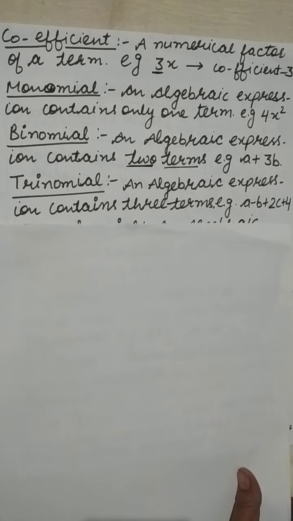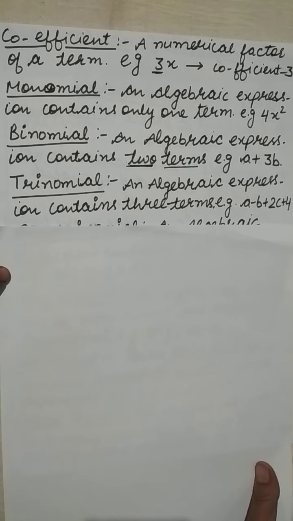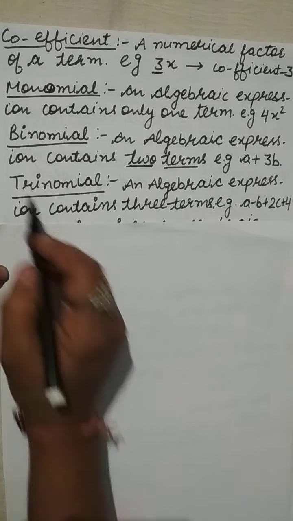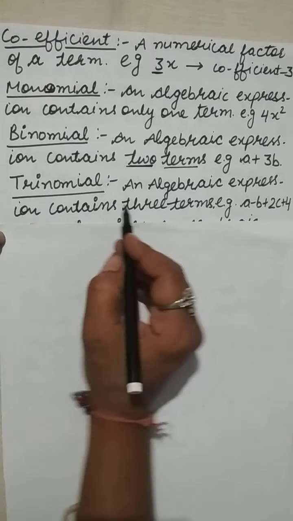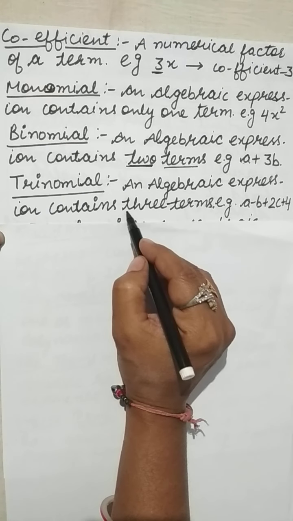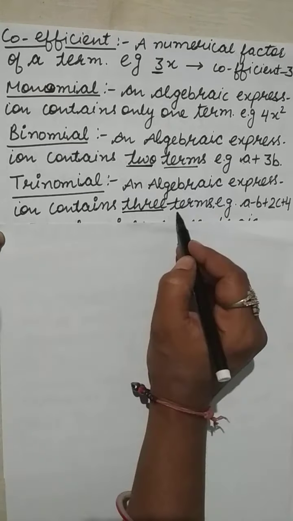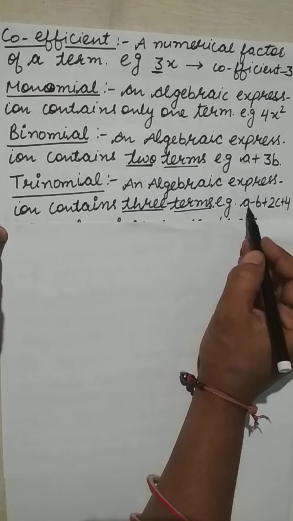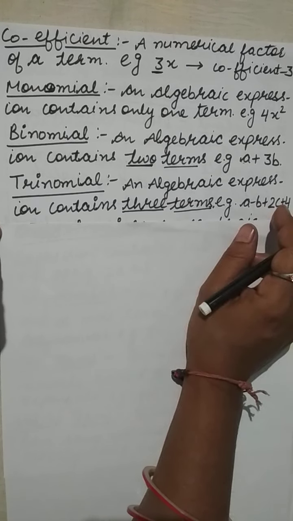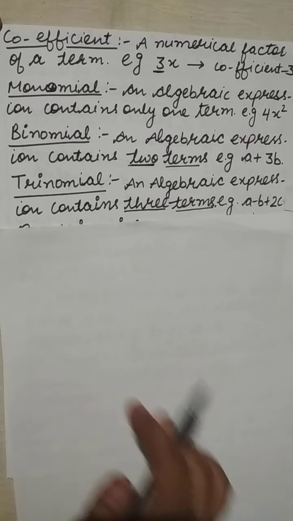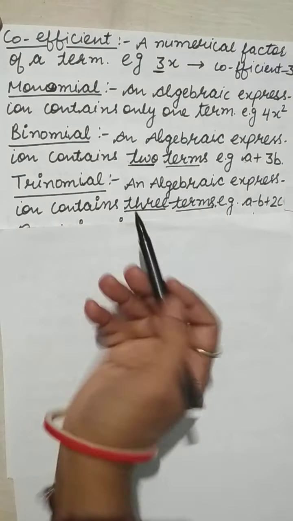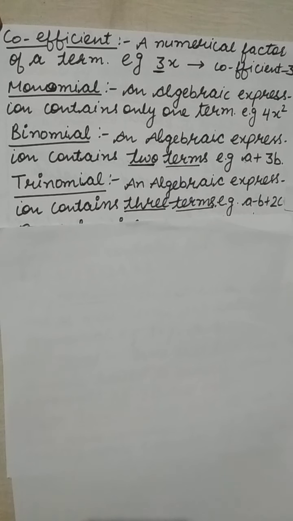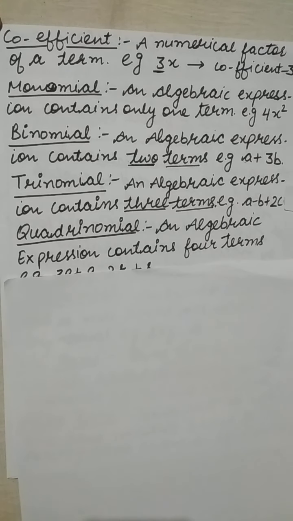Now trinomial. Tri stands for number 3, so obviously the algebraic expression which contains three terms is known as a trinomial. a minus b plus 2c is an example of a trinomial. Basically the algebraic expression which has three terms. So this is a trinomial.